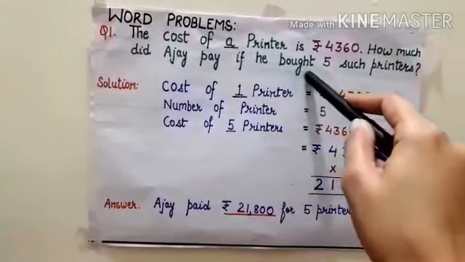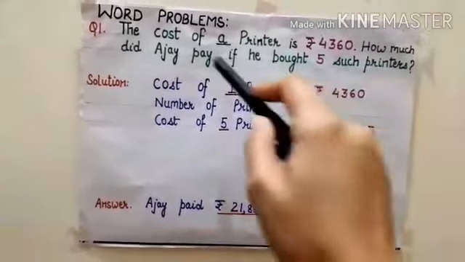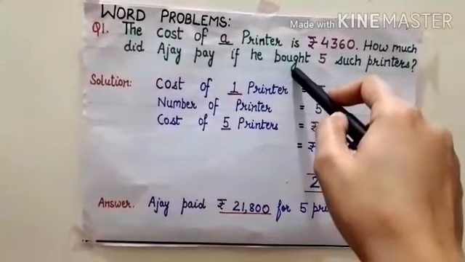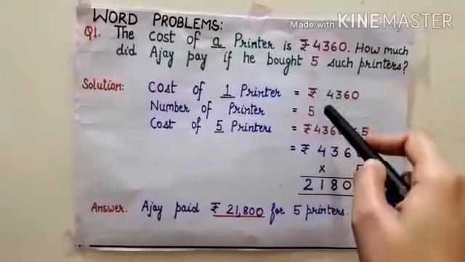Now come to the next value, 5. So read the words written near this value. He bought 5 such printers. It means that Ajay bought, bought means purchased, 5 such printers. So what is 5 here? 5 is the number of printers.